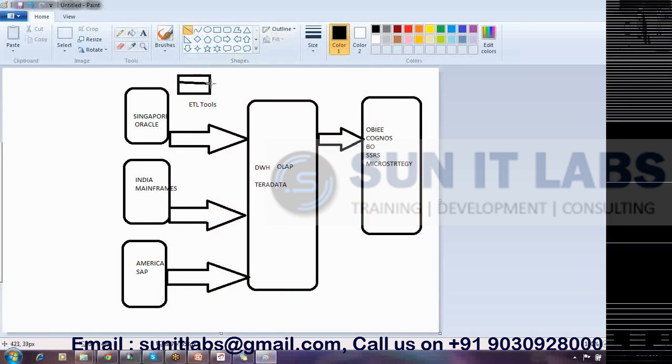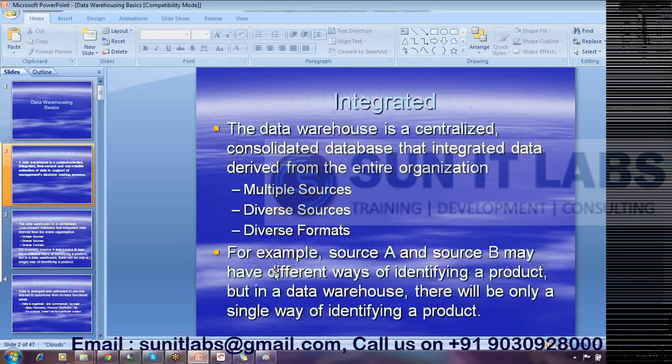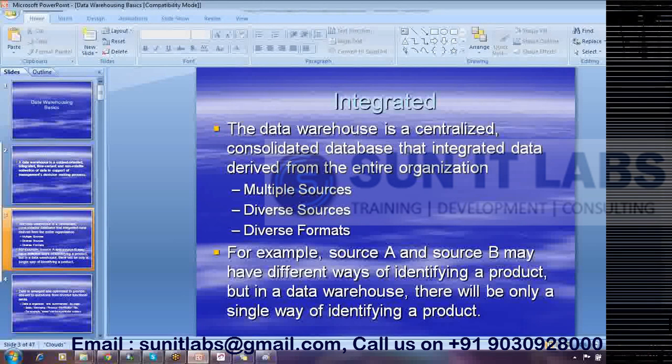You will be using them to extract the data. The flat file data will also be extracted and then loaded. So you're integrating the data from different sources: heterogeneous sources, diverse sources, and diverse formats of data. That's why the data warehouse is called an integrated system.